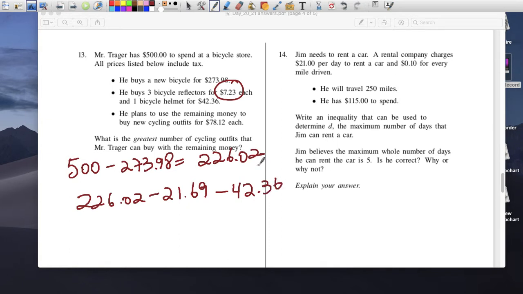So let's do that. 226.02 minus 21.69 minus 42.36. That's going to leave us with $161.97. Now he wants to buy bicycle outfits. Well, it's 78.12. So 78.12 is about 80. And 80 goes into 161 about 2 times. So the greatest number of outfits, we don't even have to figure that out, is 2. And he'll get some change on top of that. So that would have been our answer.